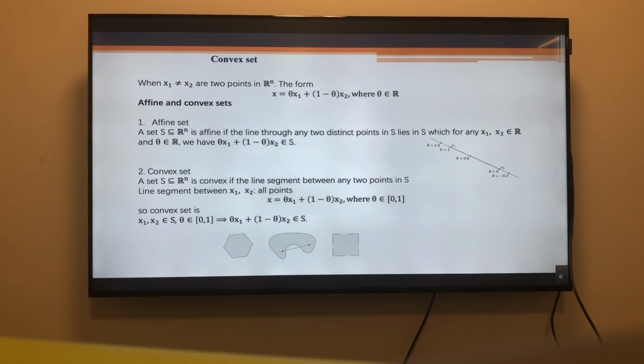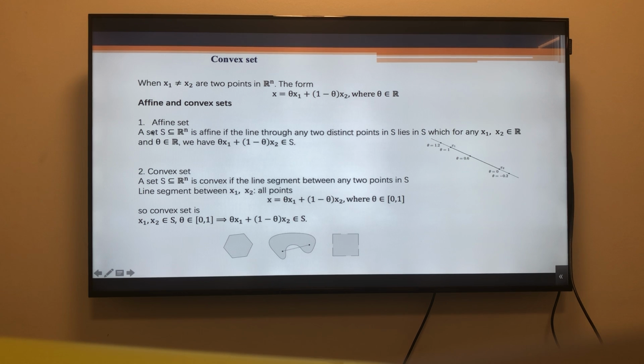This is the second part of convex optimization: the convex set. First, we need to know that when x1 is not equal to x2, there are two points, and the form we can write is x equals theta x1 plus (1 minus theta) x2. Then we talk about affine and convex sets.